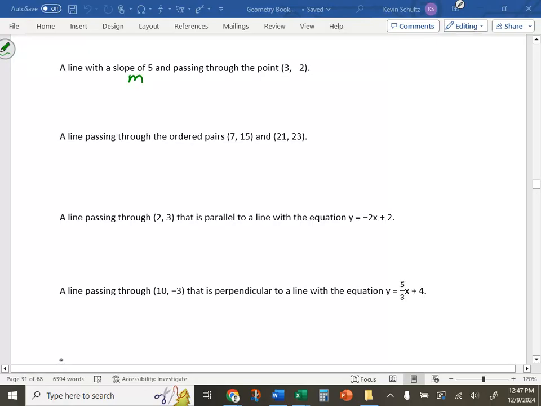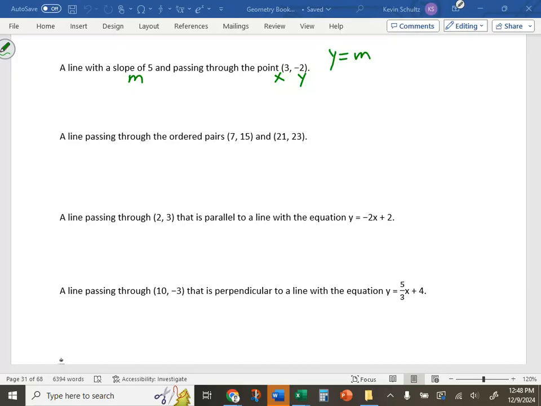So we can set it up like y equals 5x plus b, but then we have to put in the ordered pair. I don't give you the y-intercept, I don't give you b, but I do give you a value for x and y. The fact that the line passes through this point means that 3 could be x and negative 2 could be y. So in the slope-intercept form, y equals mx plus b, plugging in what we know, negative 2 for y, 5 for our slope, 3 for x.